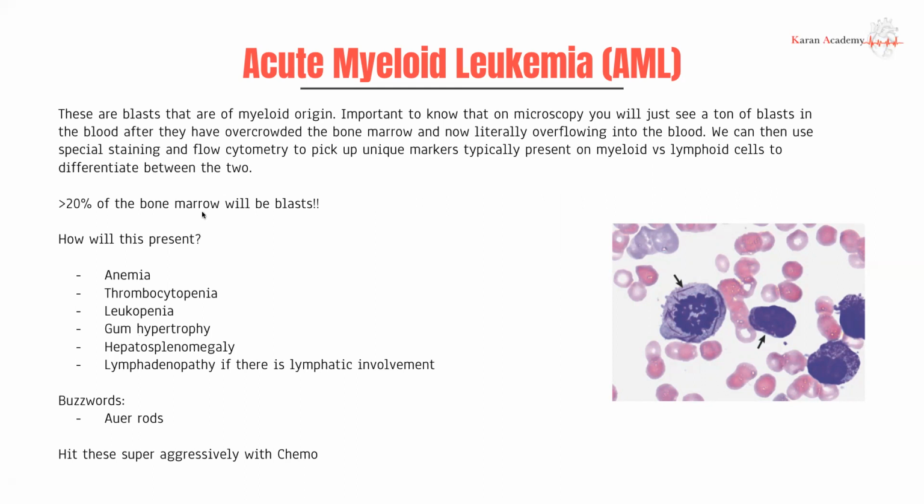As I mentioned, the bone marrow is going to be filled with blasts and the threshold is about 20%. How will this present? It presents with everything we just talked about. So anemia, thrombocytopenia, leukopenia, gum hypertrophy. Sorry, leukopenia is just low levels of WBCs.